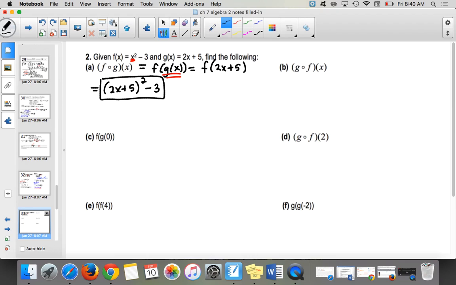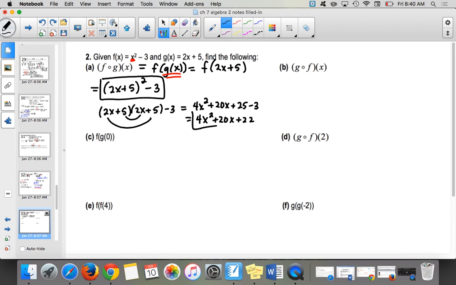You could leave it like that, or you could simplify. Since there's a minus 3, I would probably simplify it. So I would FOIL out 2x plus 5 times 2x plus 5. You're going to get 4x squared. Your outer is 10x, your inner is 10x, so plus 20x plus 25 minus 3. So I would probably write it as 4x squared plus 20x plus 22. All right, did many of you guys get that?